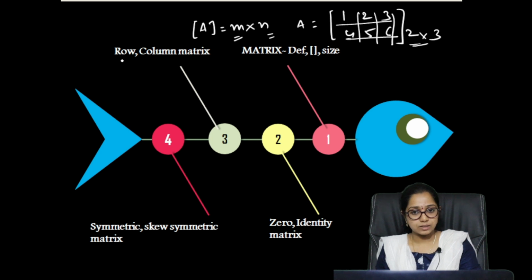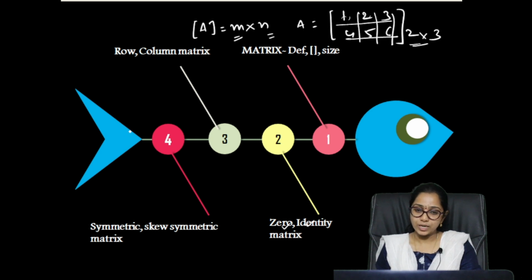I think it's clear. Then coming to the next one. What is a zero matrix? If all the elements of a matrix are 0, then it is a zero matrix. Then, what is an identity matrix?